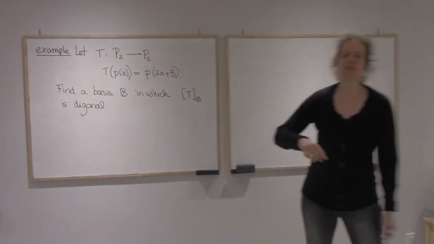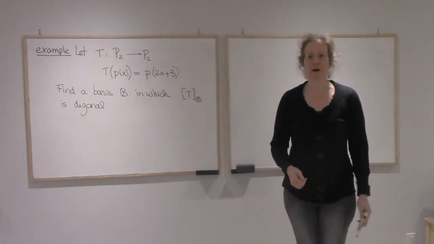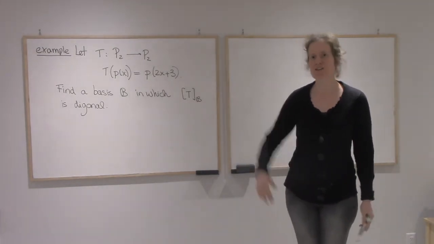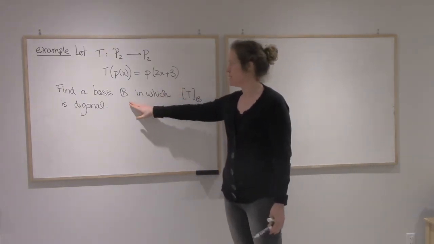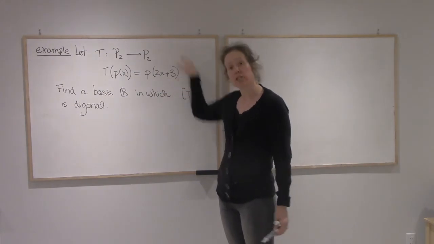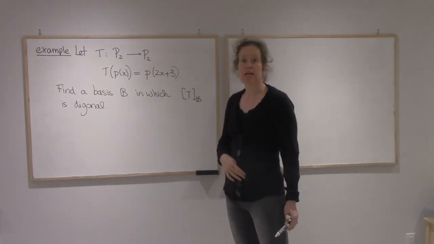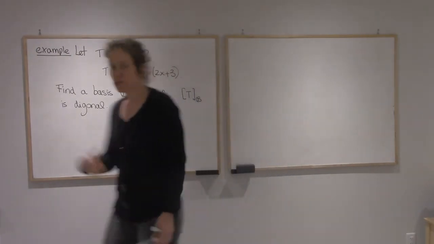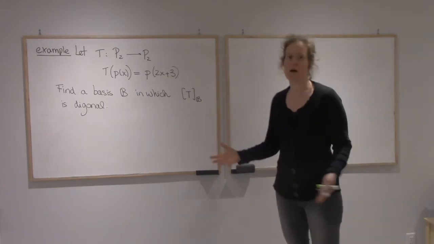Alright, now I want to use what we've learned to solve this problem. I want to find a basis B in which the matrix corresponding to this linear transformation is diagonal. So you hear diagonal, you think I'm going to diagonalize a matrix, but I don't quite have a matrix yet.